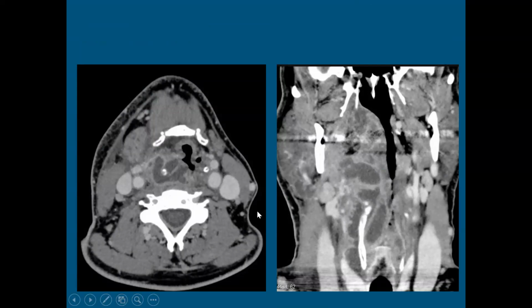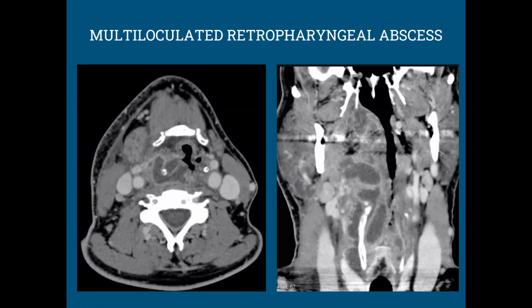Also another case, where we can see the axial CT and coronal CT images post contrast showing a multiloculated collection which is epicentered in the retropharyngeal space, and in the coronal section we can see how it is extending inferiorly and tracking towards the mediastinum, as we have discussed. So this is a case of a multiloculated retropharyngeal abscess. This is mainly to highlight how any pathology can extend inferiorly and can be more critical.